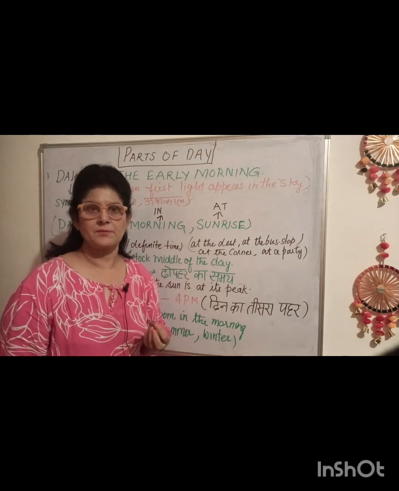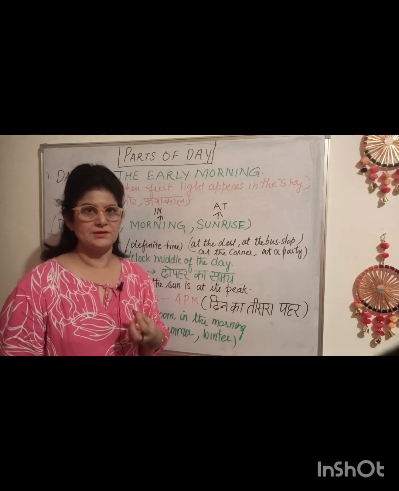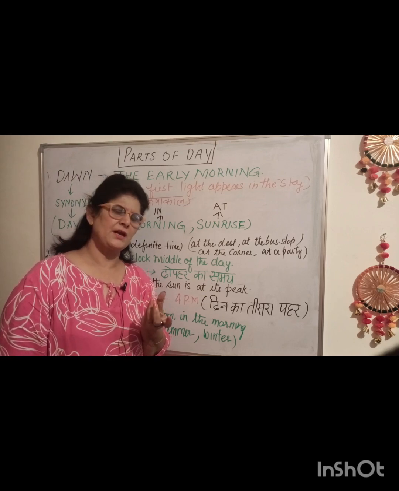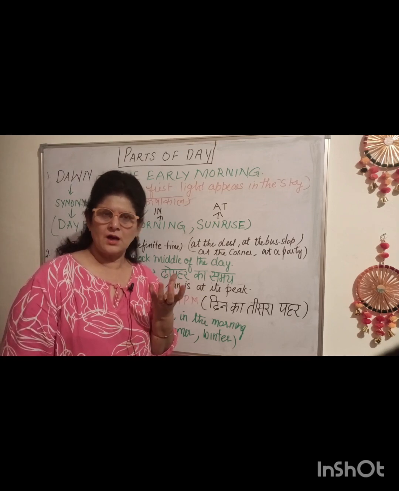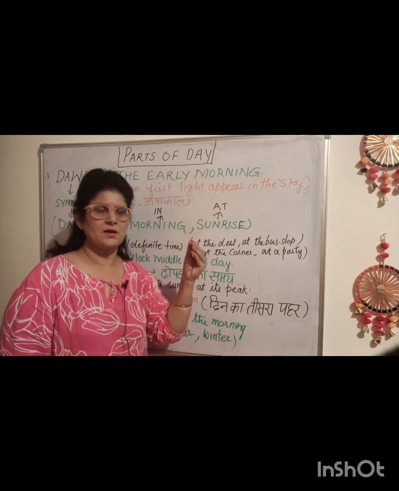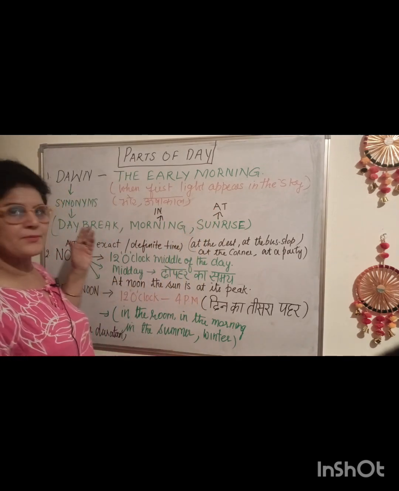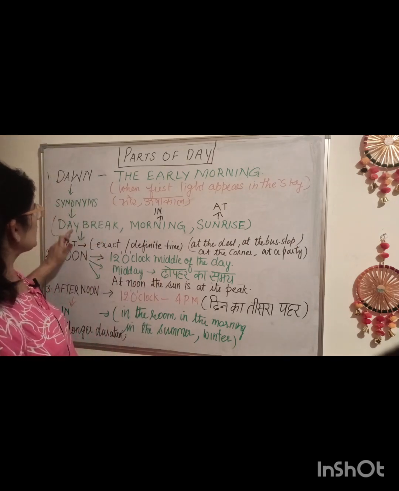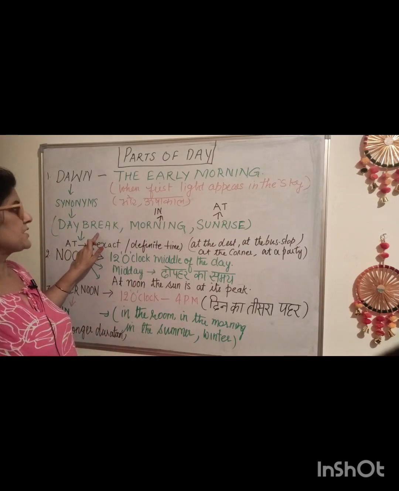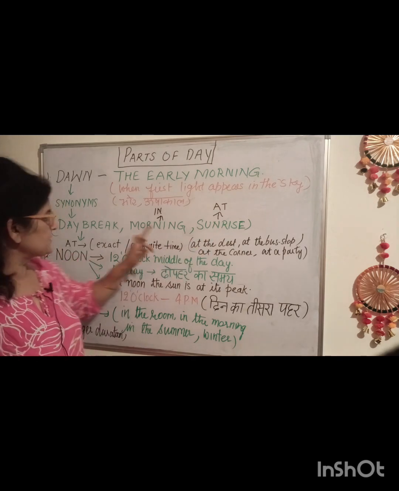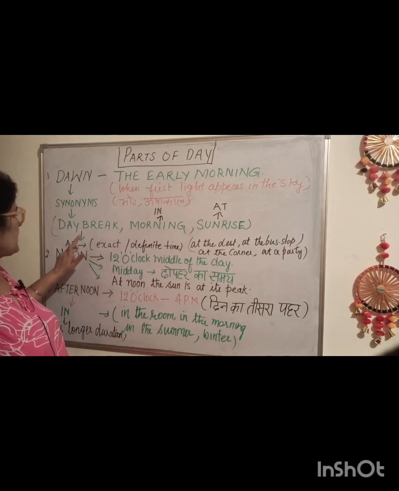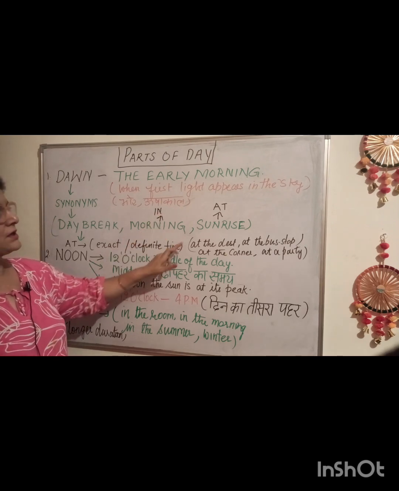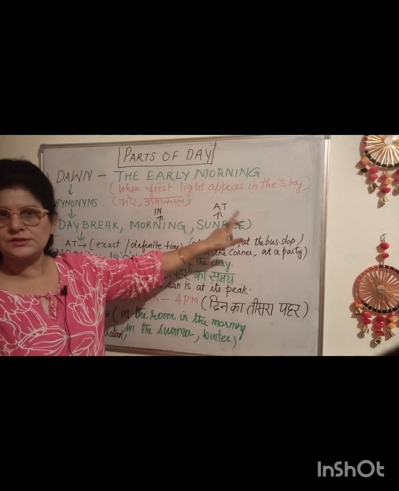Early morning का जो समय होता है जिसको हम उषा काल भी बोलते हैं या फिर भोर का समय बोलते हैं और ये समय होता है 3 से 4 के बीच में। और क्या preposition हम use करेंगे? Dawn के 3 synonyms हैं, that is daybreak, morning and the sunrise. So with daybreak we are going to use at, with morning you are going to use in, with sunrise you are going to use at.